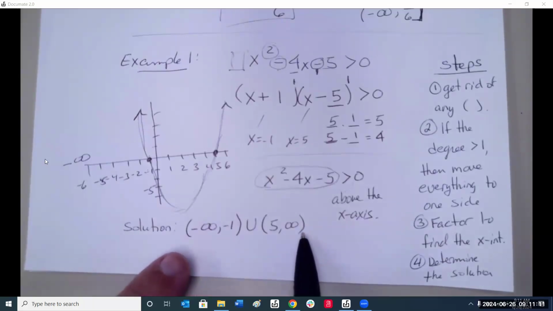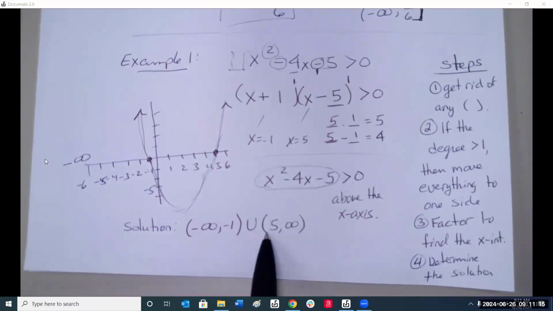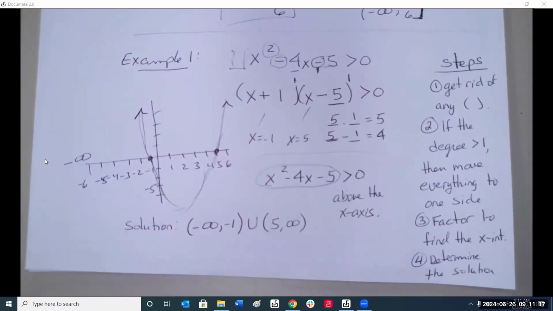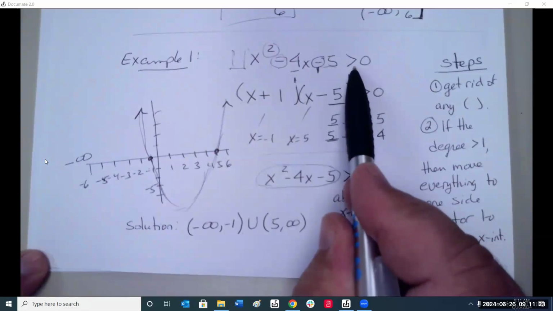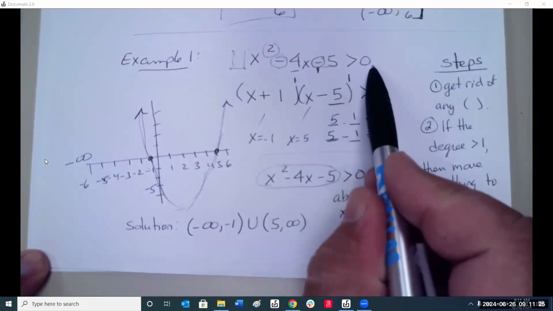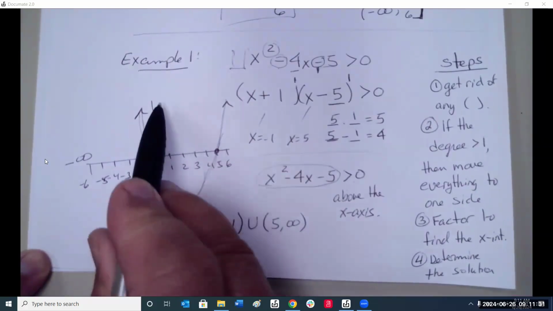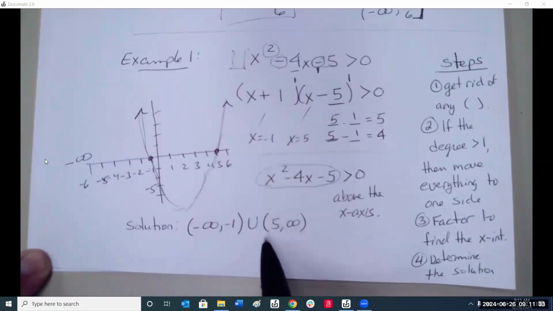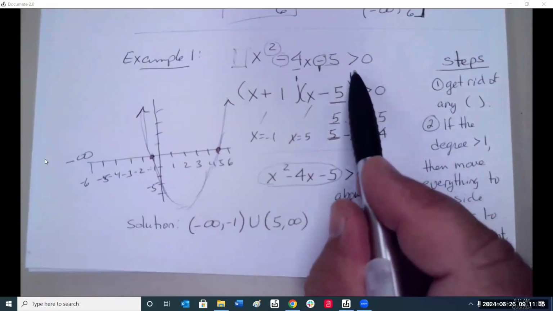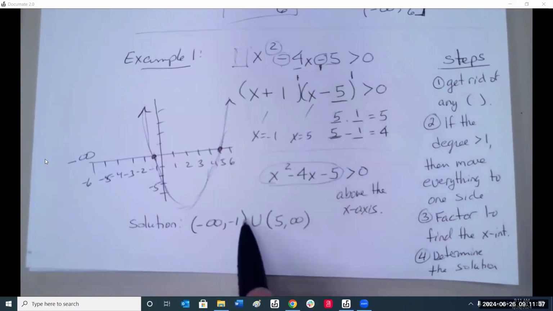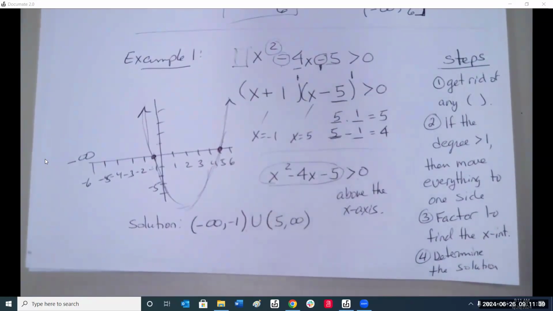The infinities are always parentheses. Why are they parentheses at -1 and 5? Because the inequality doesn't say equal to. At -1, it's 0. I can't do that. It has to be above the x-axis. So that's why I use parentheses. If the inequality had a line underneath it, then I would have brackets there.